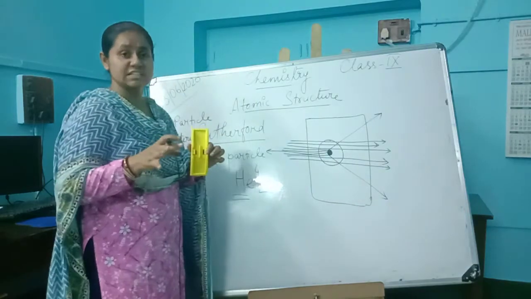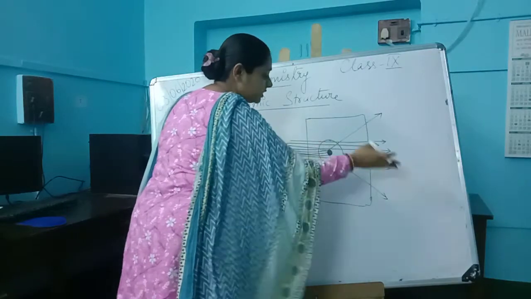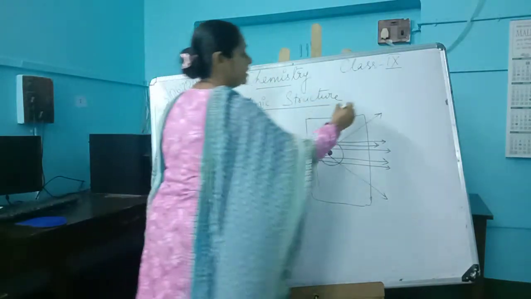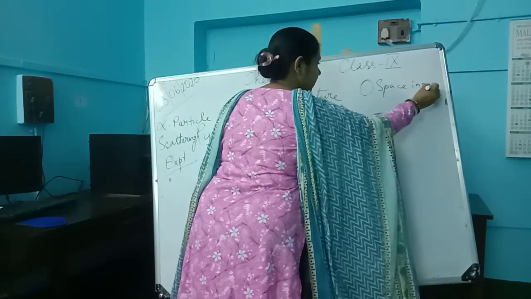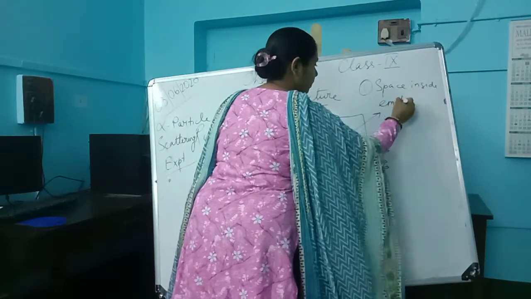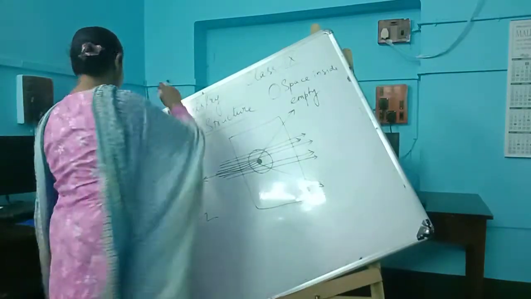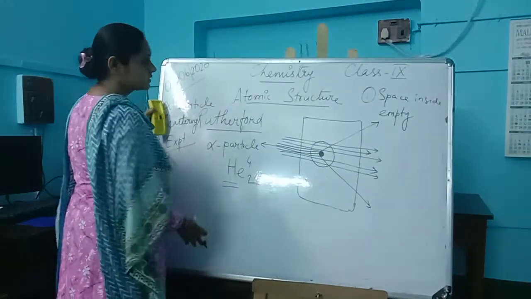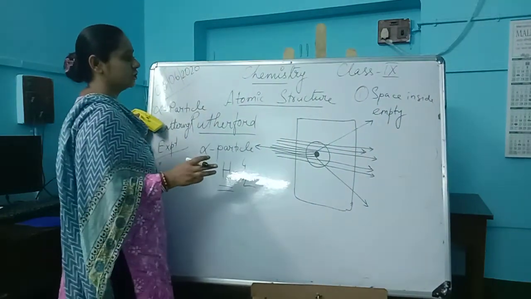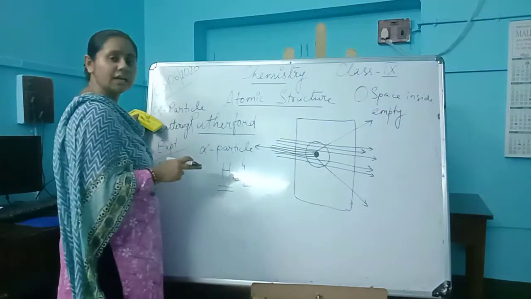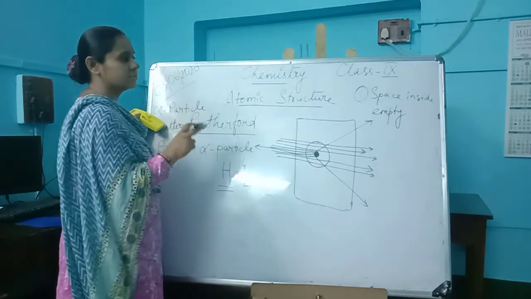So in order to classify that, he said that since most of the rays passed out of the gold foil, that means most of the space inside is empty. Most of the space inside an atom is empty. This was the first classification found by Sir Rutherford: most of the space inside an atom is empty.